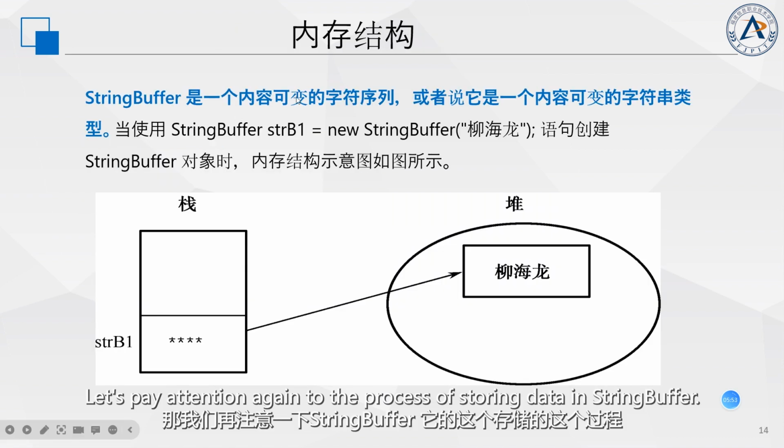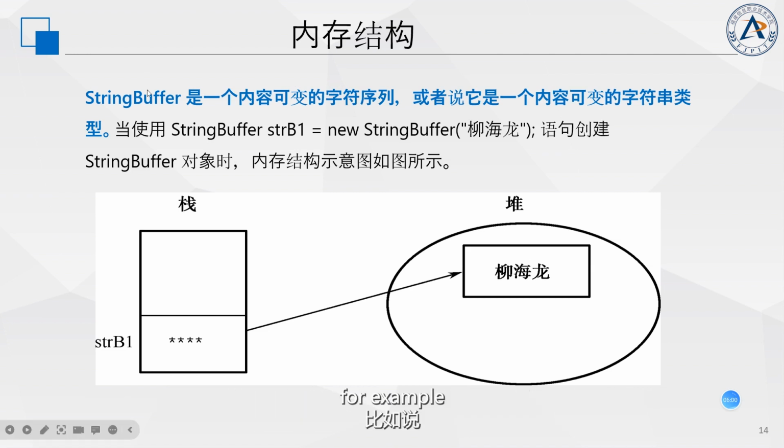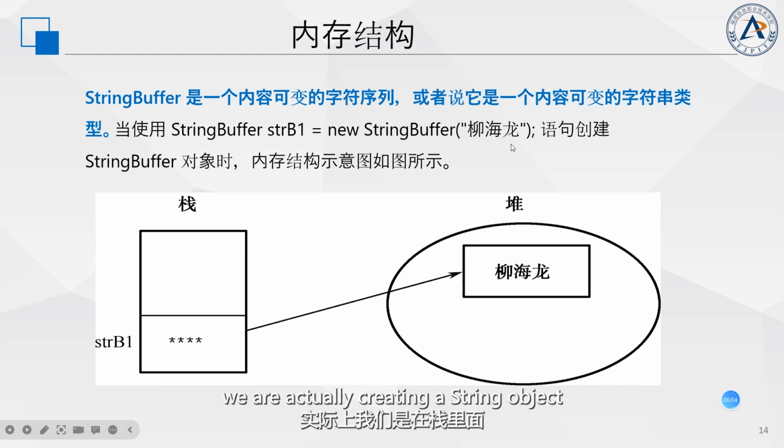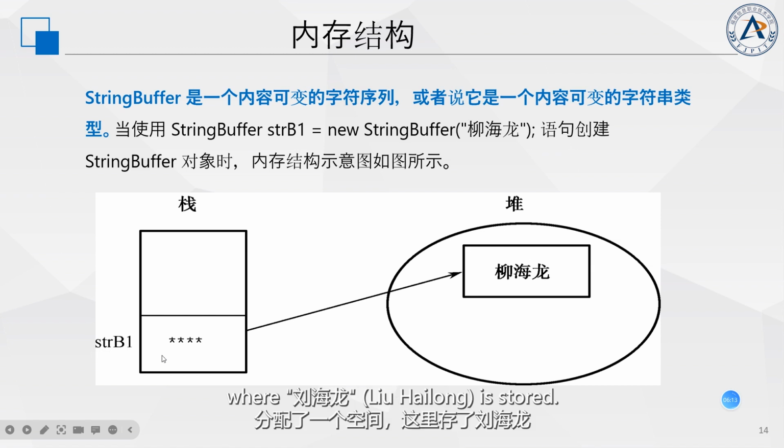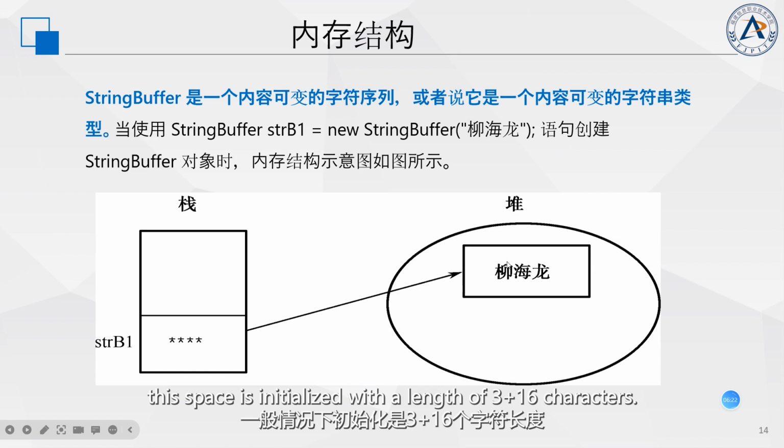Let's pay attention again to the process of storing data in StringBuffer. When we create a StringBuffer object, for example, strb is set to 刘海龙, we are actually creating a reference in the stack. It refers to a space allocated in the heap, where 刘海龙 is stored. Generally, this space is initialized with a length of 3 plus 16 characters.